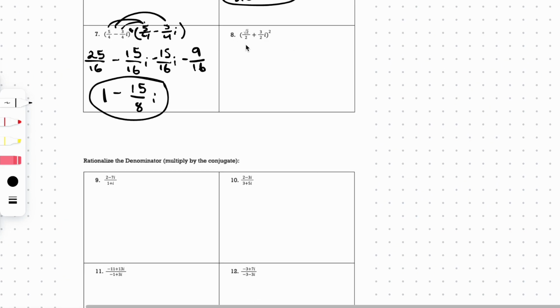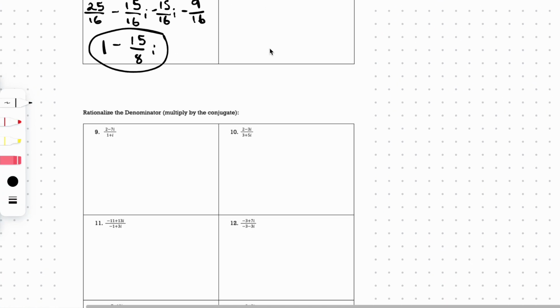And this other number 8 should be pretty similar. Just keep in mind that when we're doing root 2 times another root 2, that would just be positive 2. And when we do root 2 times 3, that's just going to be 3 root 2. We can't simplify that. Okay, perfect.